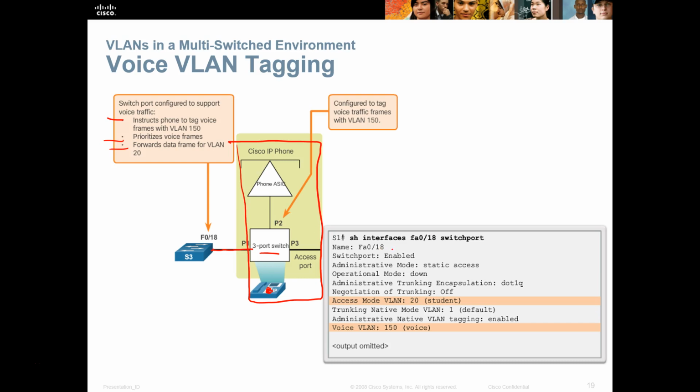So here we go, port 18, switch port's enabled. It is static access, so it's still an access port, but it has trunk encapsulation of .1Q. The access mode VLAN is 20, native VLAN is still 1, and the voice VLAN is 150. They haven't shown the configuration for how this was set up, but this is a specific configuration for a VoIP phone.